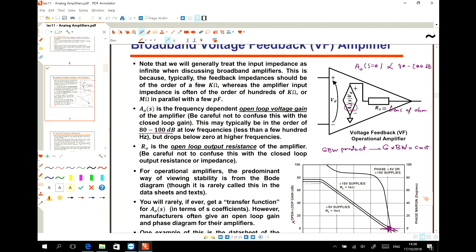So the voltage feedback op amps, the block diagram is like this. We have two inputs, and then the output. The model is the AO, which is the open loop gain, multiplied by the difference voltage between the two inputs, and then we have a finite output impedance. So this is the block diagram of a voltage feedback amplifier.